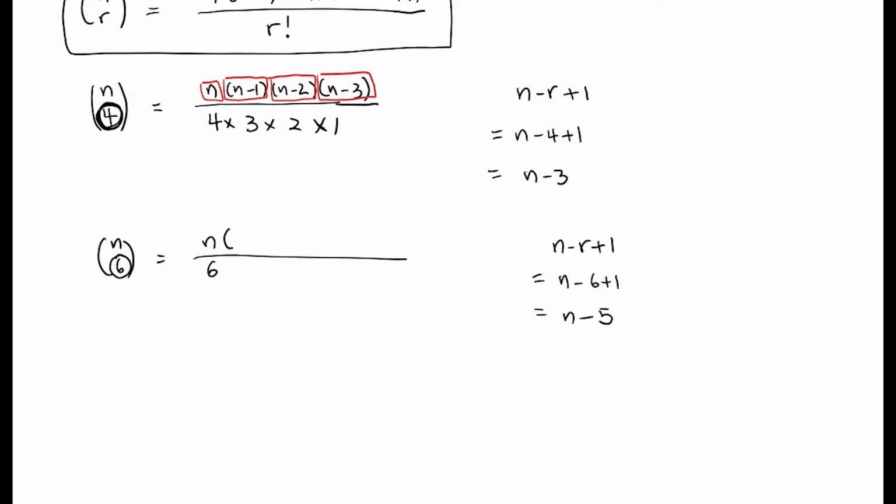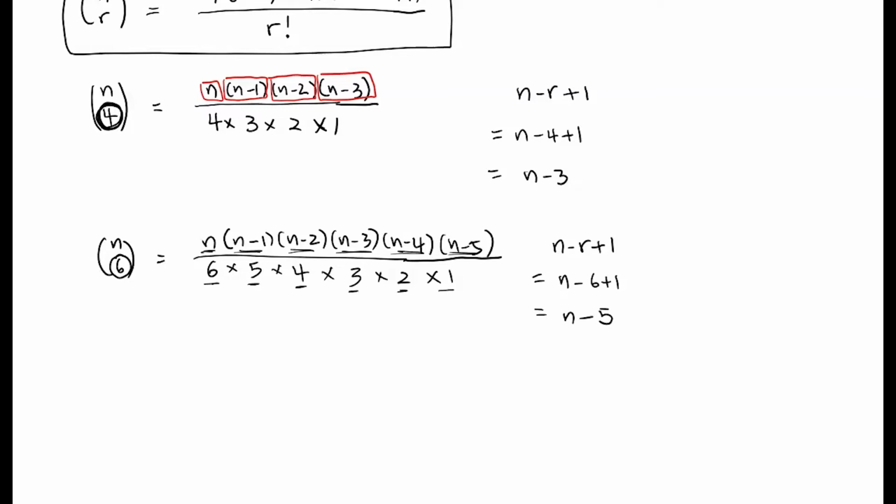So the first one is n, the next one is n minus 1, n minus 2, n minus 3, n minus 4, n minus 5. You can see we have 1, 2, 3, 4, 5, 6 factors. And the denominator is of course 6 times 5 times 4 times 3 times 2 times 1. So we also have 6 factors. 1, 2, 3, 4, 5, 6.